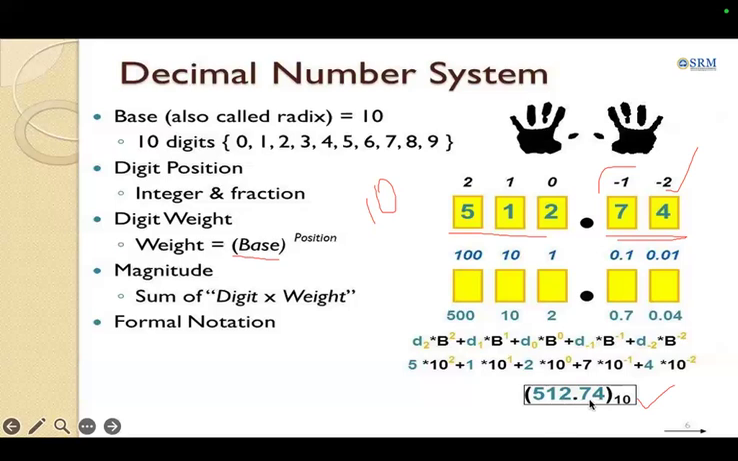So 512.74 with the number system expansion can be expanded as 2 into 10 power 0, 1 into 10 power 1, 5 into 10 power 2, and 7 into 10 power minus 1, 4 into 10 power minus 2. This is how the decimal number system would be represented.